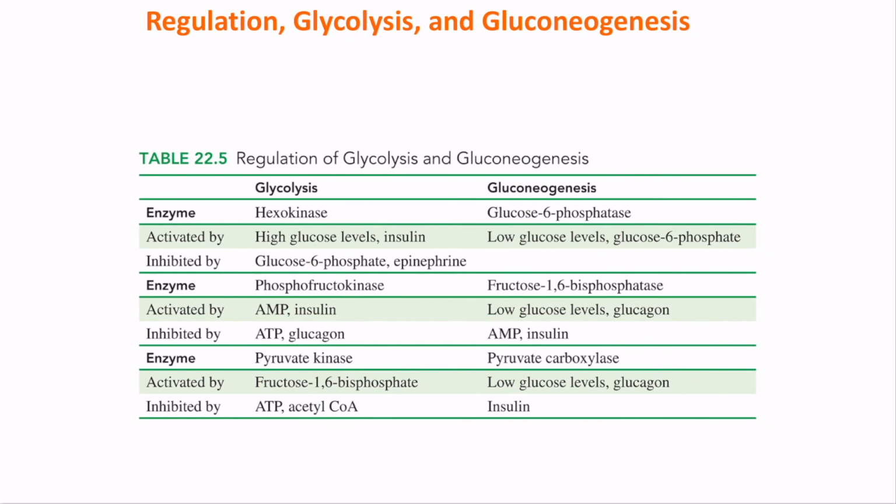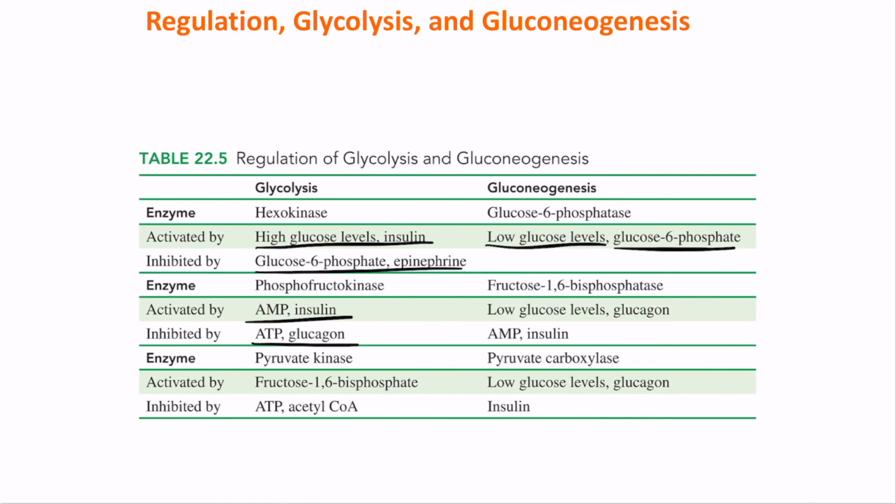So glycolysis is activated by high glucose levels and insulin, and gluconeogenesis is activated by low glucose levels and glucose 6-phosphate. And it is inhibited by glucose 6-phosphate and epinephrine. And the enzyme phosphofructokinase, in terms of glycolysis, is activated by AMP and insulin, and inhibited by ATP and glucagon.